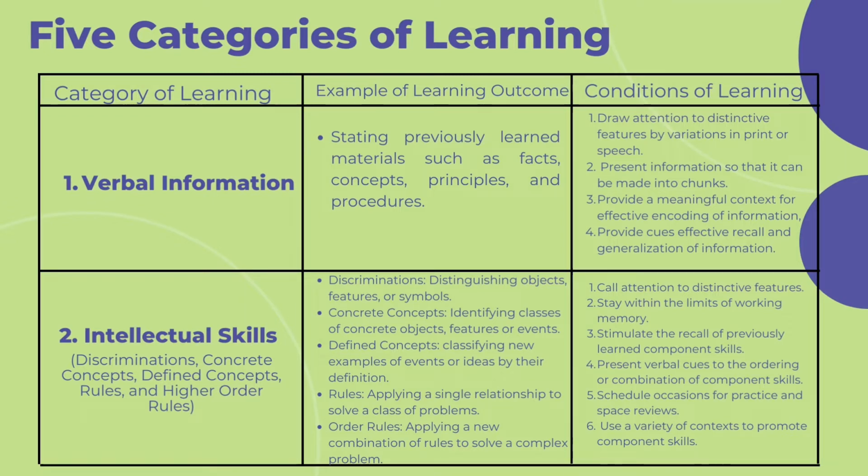Second category is intellectual skills. Under intellectual skills are these 5. First is discriminations, second is concrete concepts, third is defined concepts, fourth is rules, and lastly is higher order rules. Now let's talk about the examples of learning outcomes.